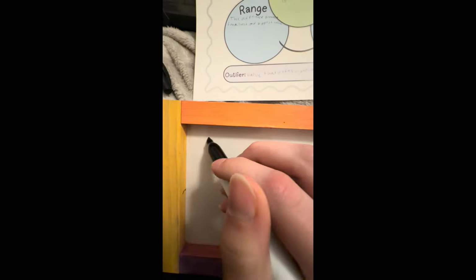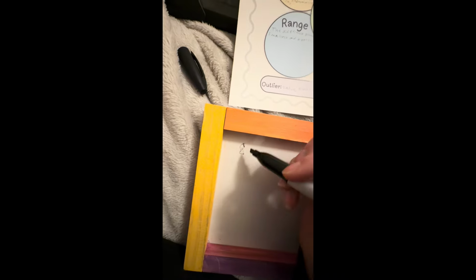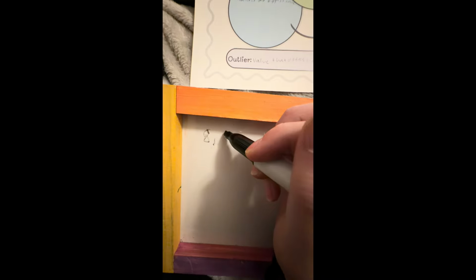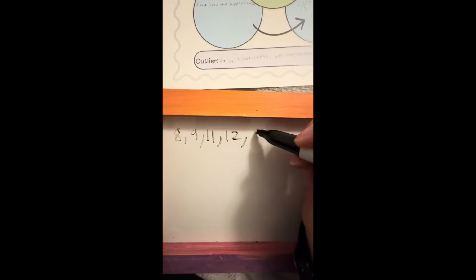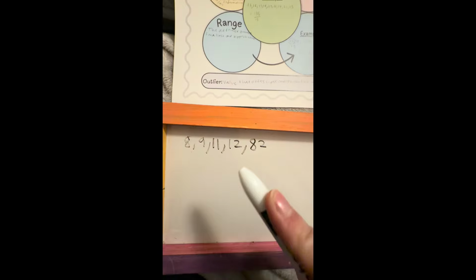Let's say we have 8. Oh, that's a really bad marker. It worked earlier. So we have 8, 9, 11, 12, and we suddenly jumped to 82. 82 would be the outlier because we have such a significant jump.